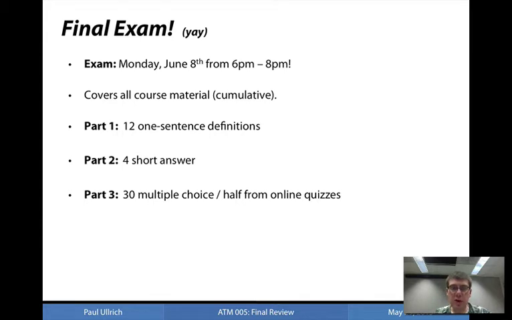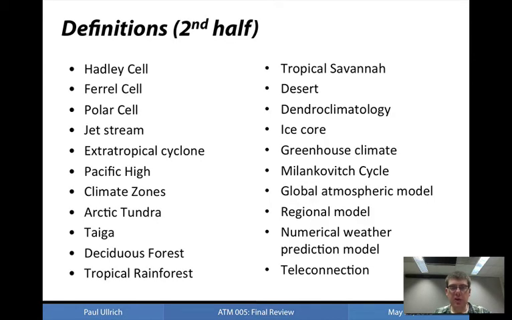Again, the multiple choice questions, analogous to the midterm, will be taken half from online quizzes with the actual answers somewhat mixed up, but otherwise matching the online quizzes almost exactly, so please go back to your online quizzes and review the material from there. Okay, so let's go over the definitions that we had in the second half of class.